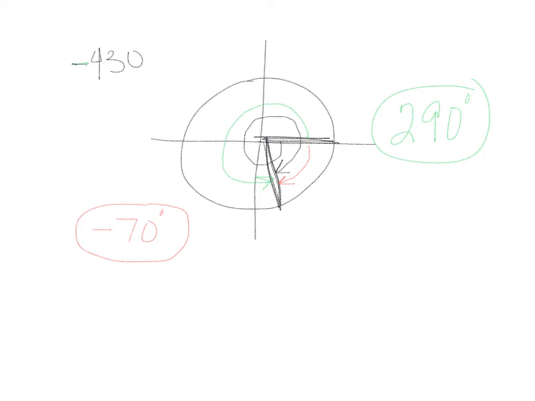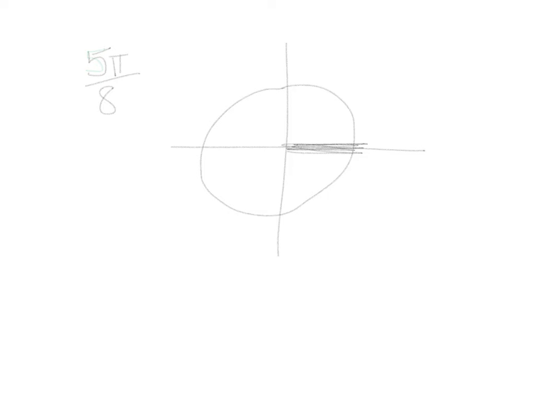Okay, let's try another example. This time we will be doing this in radian measure. Let's say that we have an angle that's 5 pi over 8. So we begin drawing that angle. Initial side, 5 pi over 8. Well, 8 pi over 8, or one pi, would be halfway around the circle. Straight up and down would be 4 pi over 8. So the terminal side would be about right here. That's 5 pi over 8.